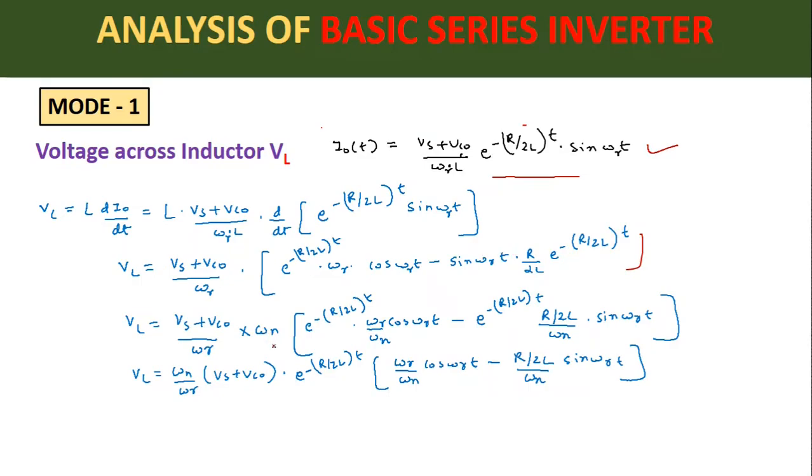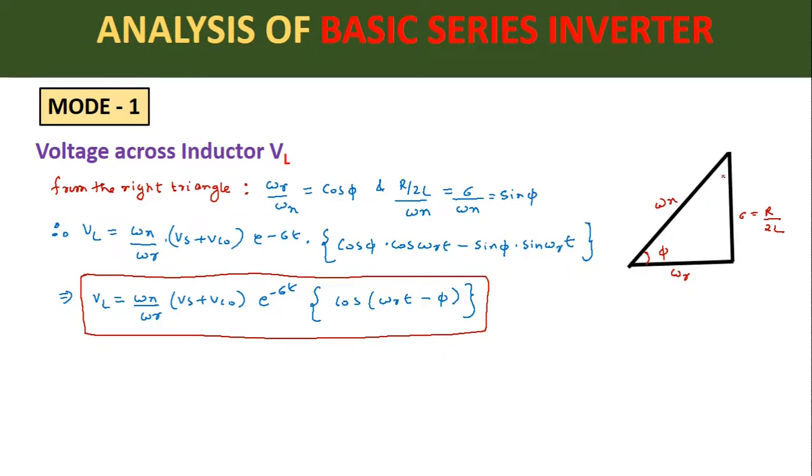We will multiply and divide this equation by omega n, and we will take the denominator omega n into the bracket. We will get this type of equation. So we are getting finally this type of equation. Now we will assume one triangle here. Take this angle as phi. Here the base is omega r, the opposite side is taken as sigma, which is equal to R by 2L, and the hypotenuse is taken as omega n, and this is a right angle triangle. So from this right angle triangle, omega r by omega n will be equal to cos phi, and R by 2L divided by omega n will be equal to sigma upon omega n, which is equal to sin phi.